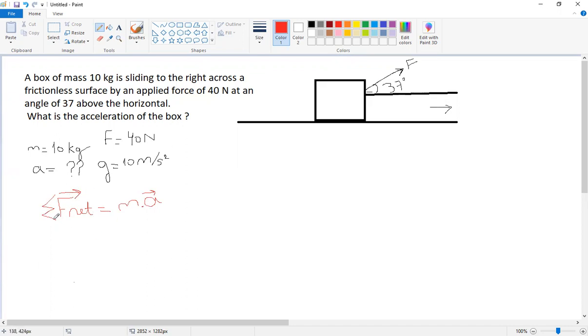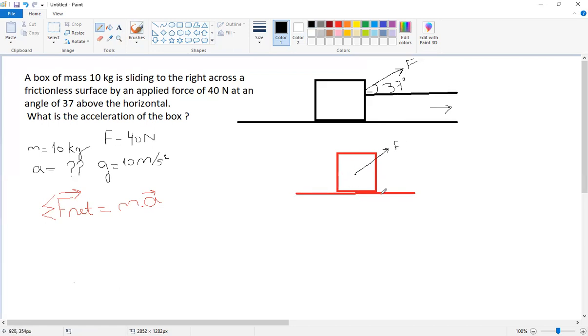Now, first step, we have to find the forces that are acting on the box, on our system. So let's first draw a diagram representing these forces. Let's take that this is our object, lying on a surface. What are the forces that are exerted on the object? First, we have the applied force F at an angle of 37 degrees.